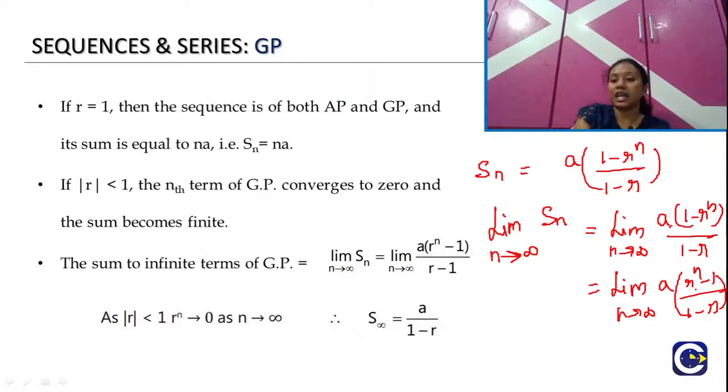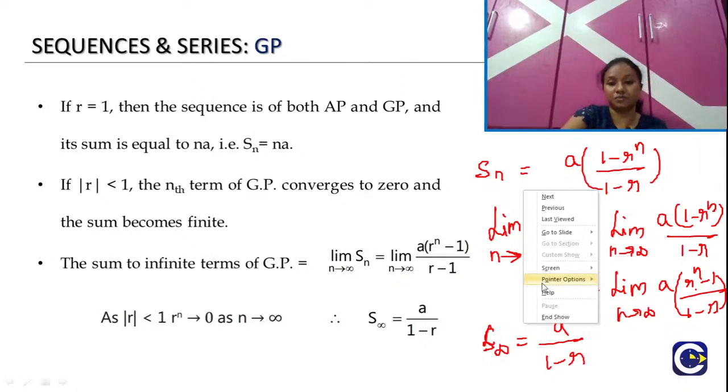Either way we'll be getting a here. If it is a into 1 minus r power n, this will become 0, which means a into 1 minus 0, so this will become 1. And if it is r power n minus 1, this will become minus 1 when n tends to infinity, r power n will be 0. So it will be equal to S infinity, that is when n tends to infinity, the sum of infinity will be equal to a by 1 minus r.